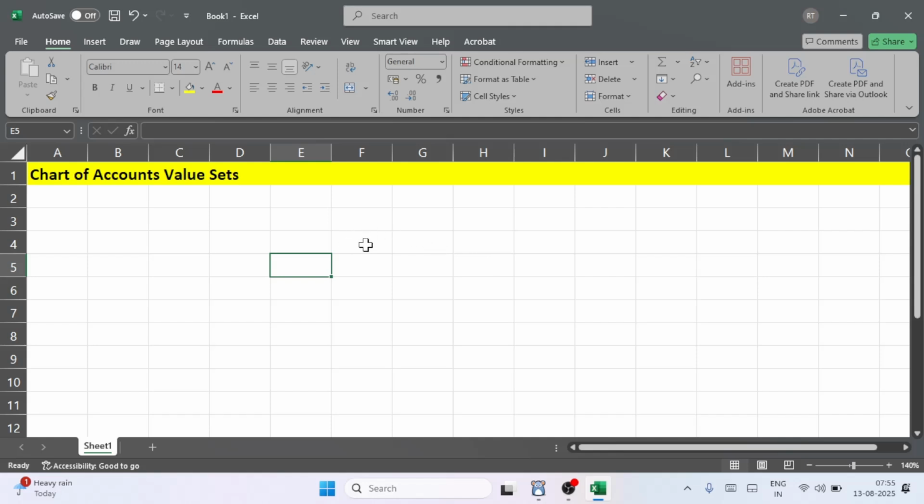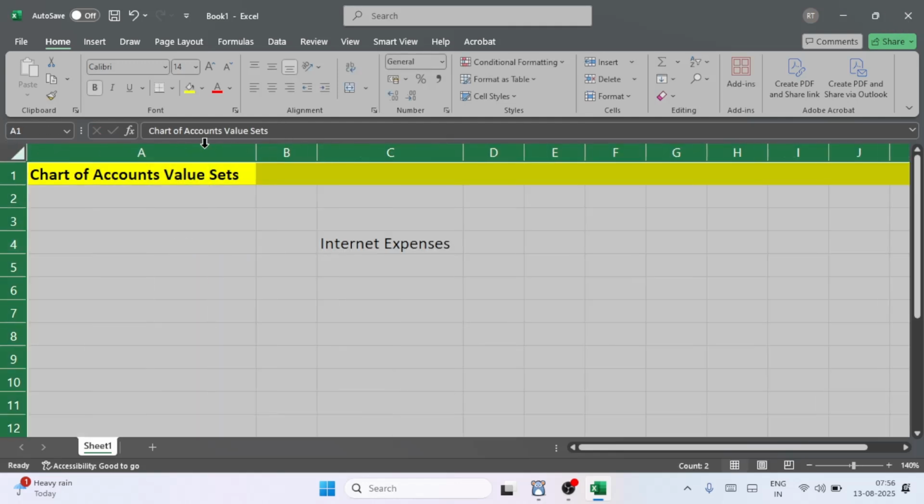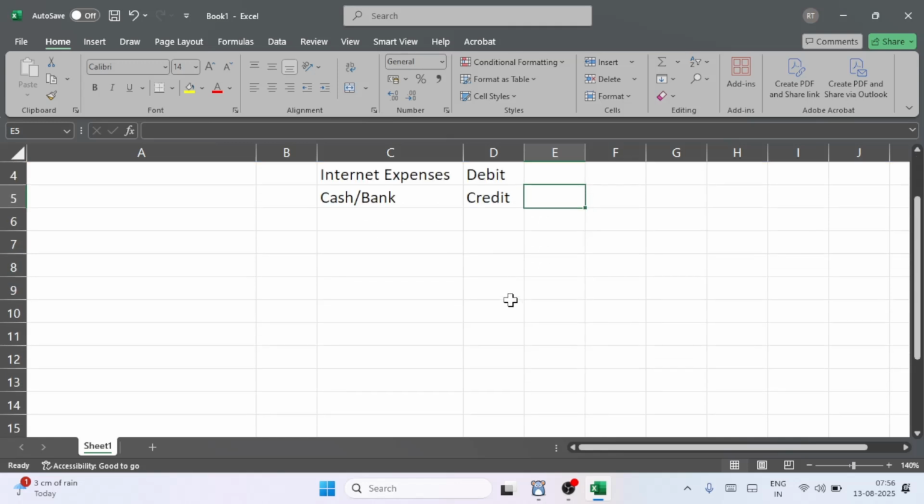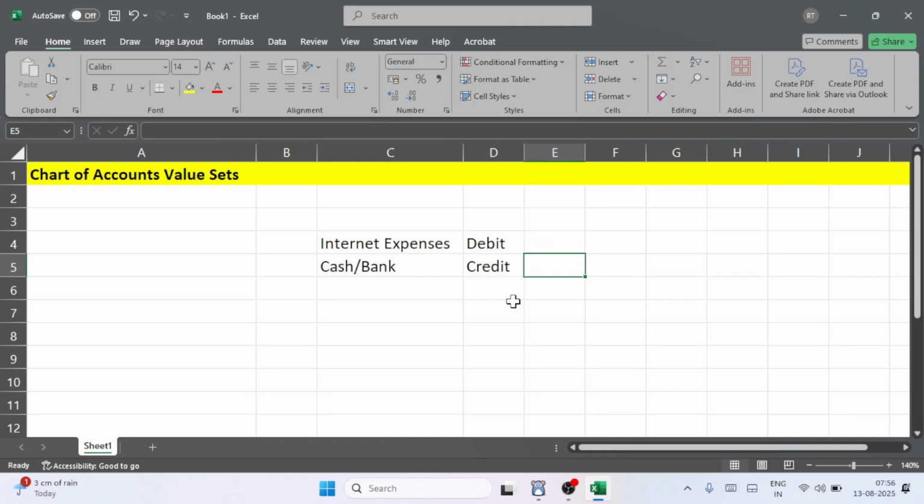Whenever you want to book an internet expense, what will the accounting entry be like? Internet expenses, debit; cash or bank, credit. This is the accounting entry. And in the same way, we'll pass it in the system.